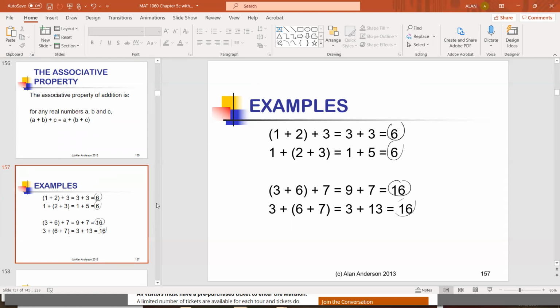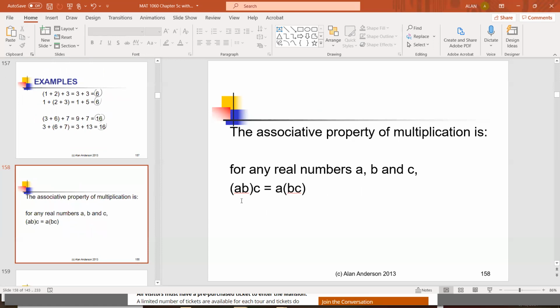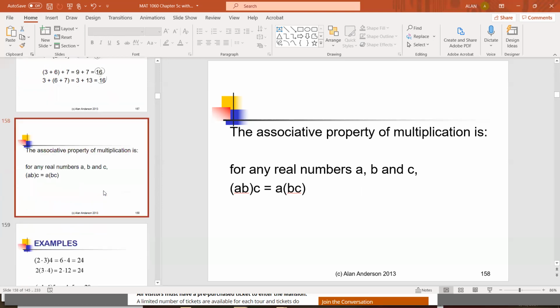Well, when you stop and think about it, if I put parentheses around any two numbers in a multiplication, does it affect the results? It does not. Okay, so let me show you some examples of that. You can see right there, I've got parentheses around A times B times C. And here on the right, I have A times parentheses B times C. These give me the same result.